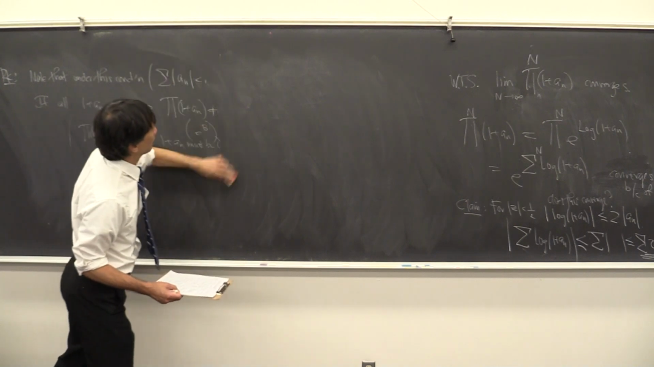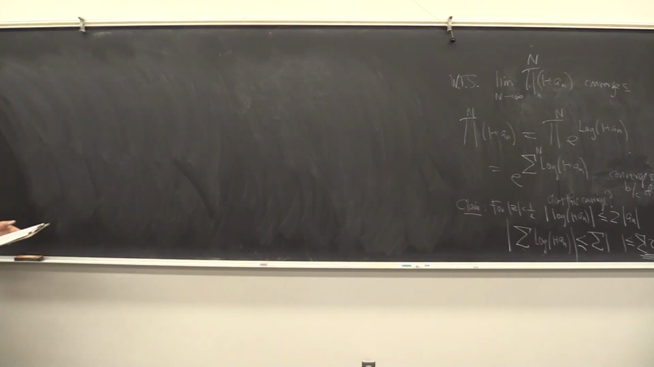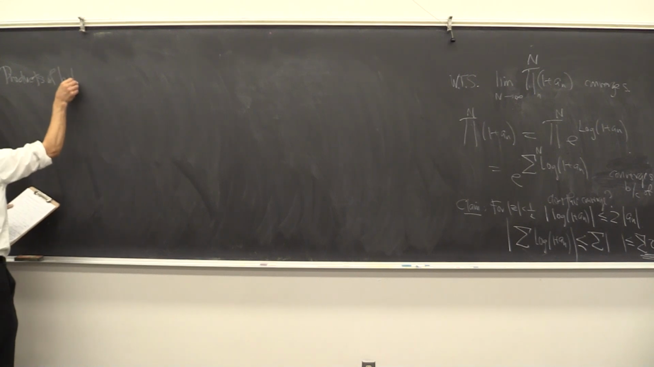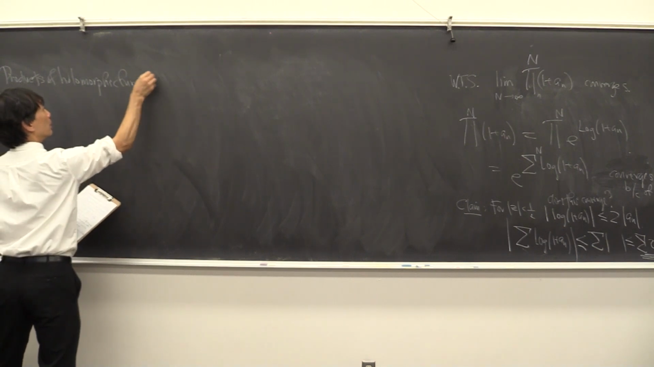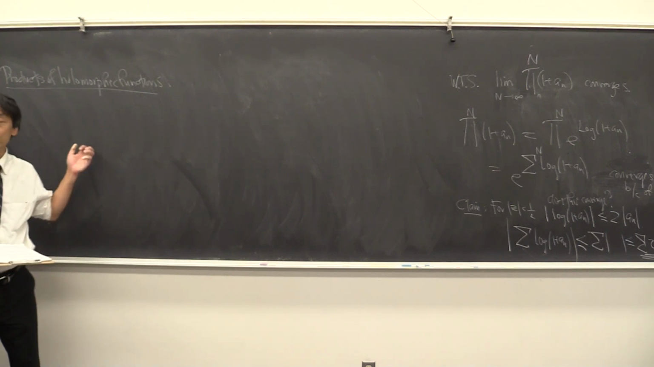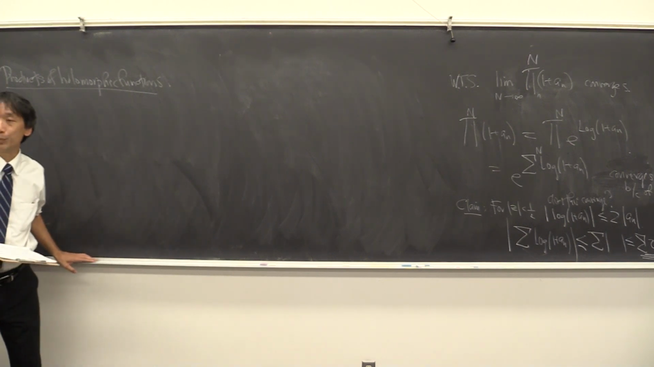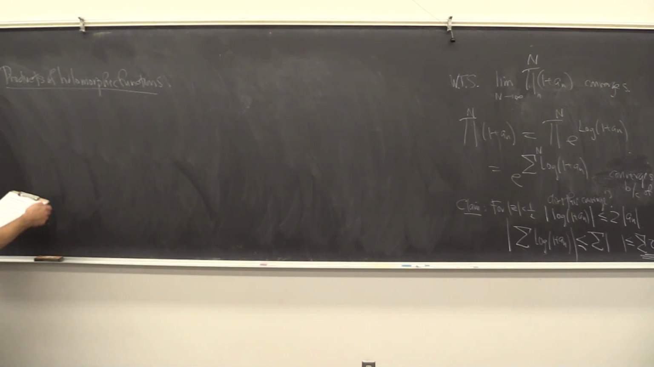Okay, I'm just going to erase this. So from there, we're going to go to products of functions. Our real goal is to get to products of holomorphic functions, because we want to do the Weierstrass factorization, which is going to involve an infinite product of functions. So we need the following tool.